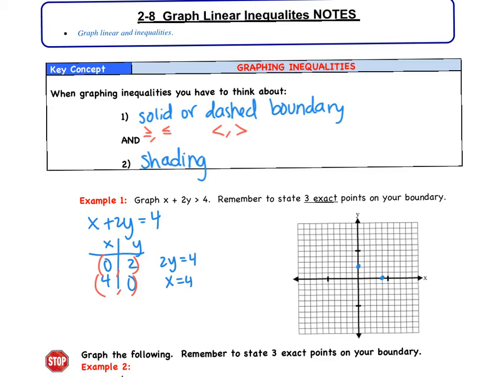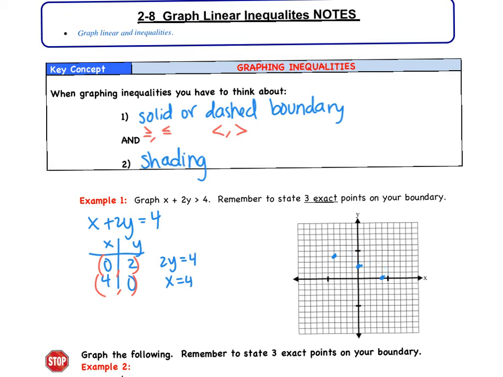Now we need 3 points on our boundary though. So what I'm going to do is count my slope here. My slope says go up 2 over 4. So what I can do is go up 2 over 4 again. So here I went up 2 over 4, up 2, over 4. That's how I found that other point. I'm going to erase this because we don't really need it.